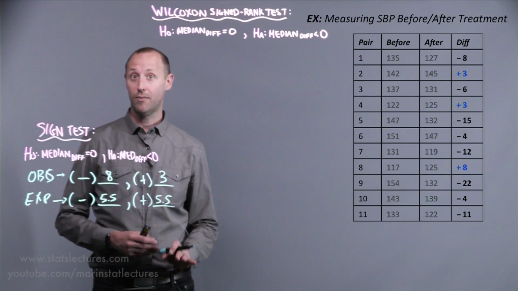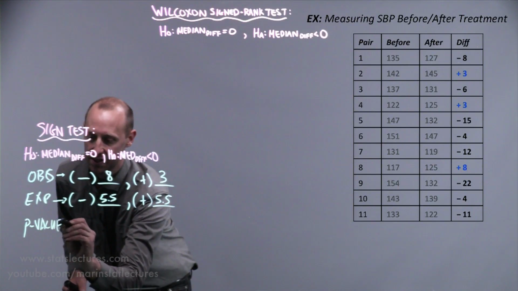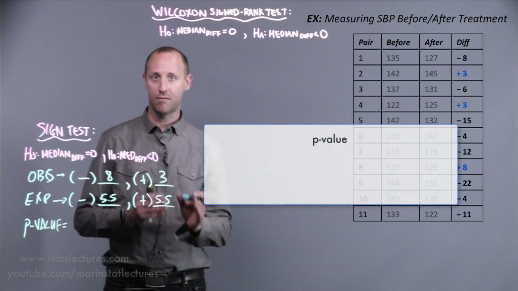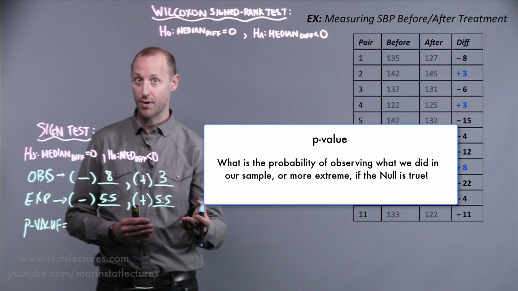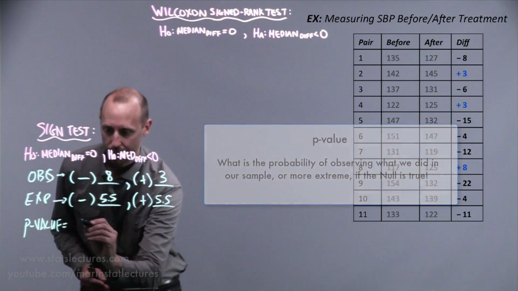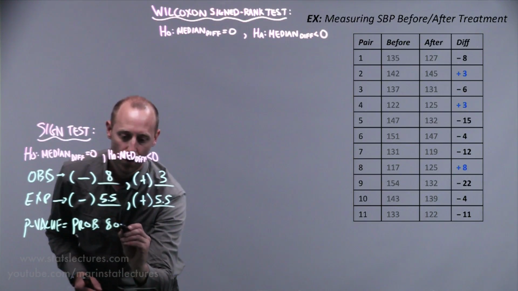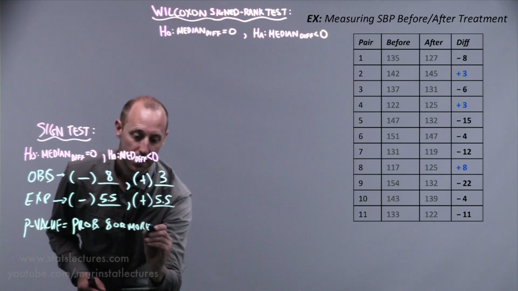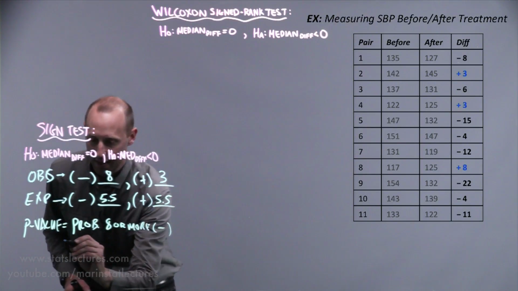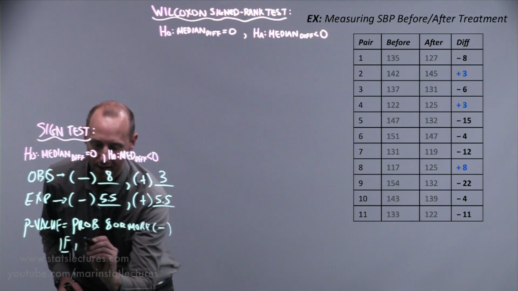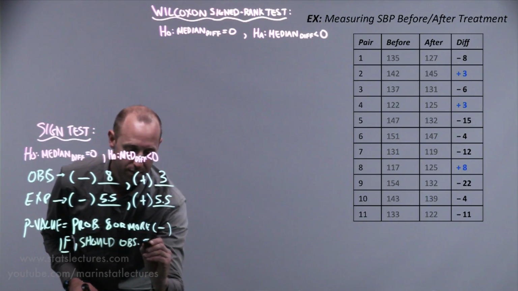So now we can work out the p-value for this. And p-values, while the calculation of them changes slightly, the underlying concept is always the same. What's the probability of observing what we did in our sample, or something even more extreme or further from the null, if the null is true? So here, we want to work out what's the probability of seeing 8 or more decreases, 8 or more people showing a decrease after treatment, if the null is true, in that case, if we should observe 5.5.